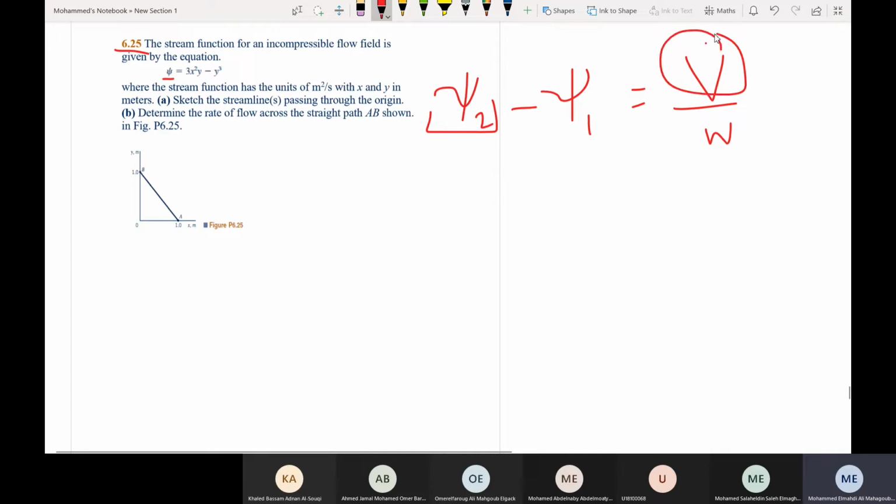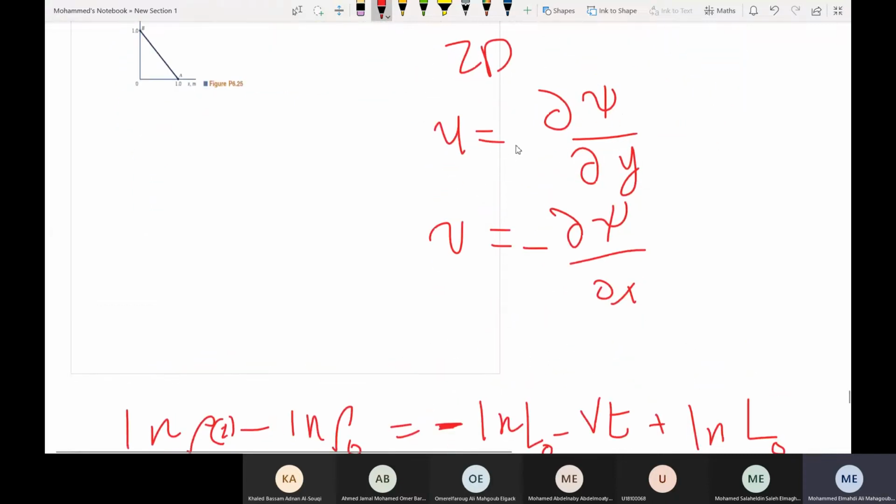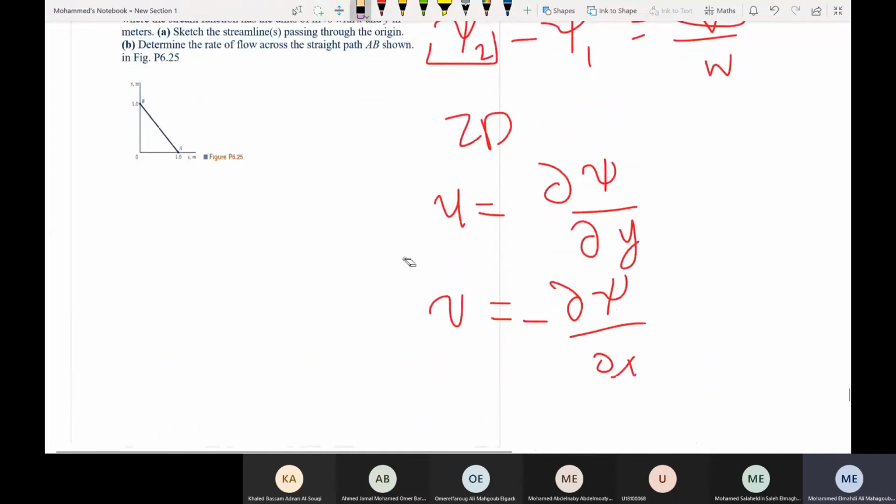That's in the theory, but in solving problems, either he asks you for the volume flow rate, so psi 2 minus psi 1, or maybe he asks you for one of the velocity components. So we have some definitions of how the stream function is defined with velocity components. For two-dimensional flow, we know that u is equal to partial psi by partial y, and v is partial psi by partial x, but with a negative sign. This is 2D flow in Cartesian coordinates.